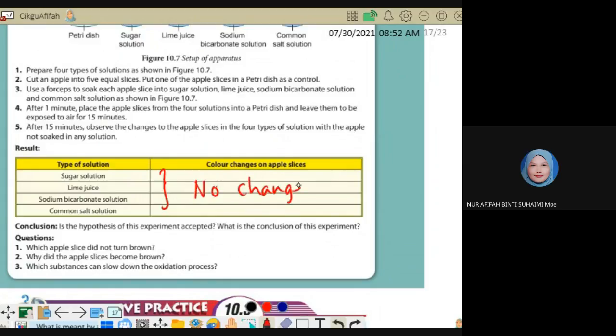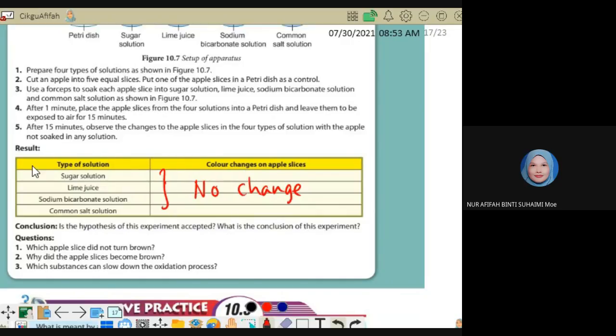Okay. No change. No change occur because in all this solution, there is antioxidant. Okay. Common salt. Ada vitamin C. Okay. Sodium ada vitamin C. Lime semua ada vitamin C ya. Right. Is the hypothesis of this experiment accepted? What is the conclusion of this experiment?